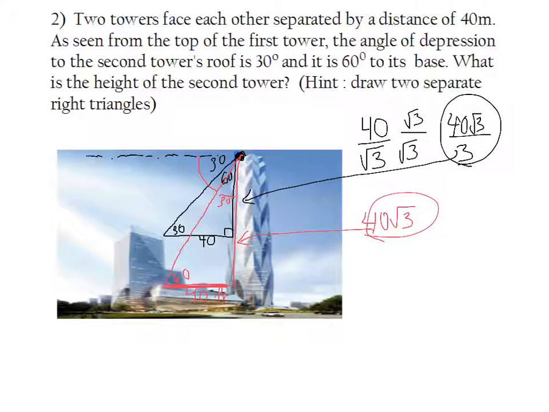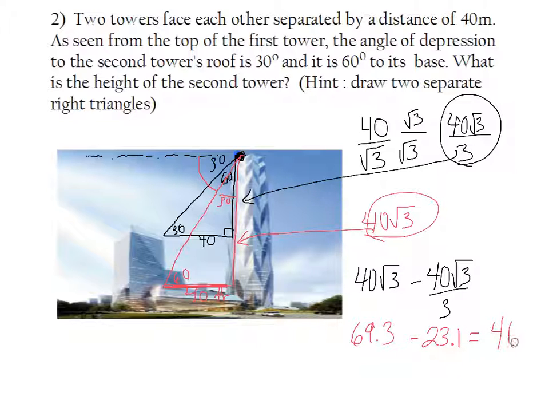And we said to find the missing piece, the height of that second tower, the shorter tower, I'm just going to subtract those. In my calculator, I'm going to take 40 root 3, and I'm going to subtract 40 root 3 over 3, and get kind of a decimal approximation for that. And you may have chosen to go ahead and get decimals for these anyway. What I end up with here, when I subtract, I have 69.3 minus 23.1. I end up with 46.2 meters.